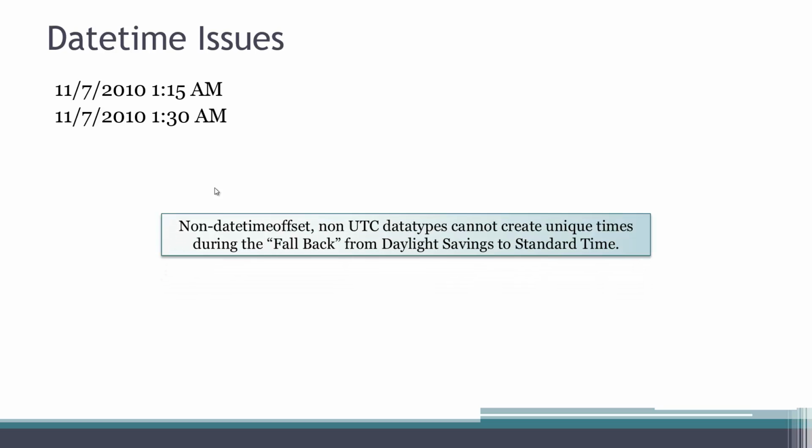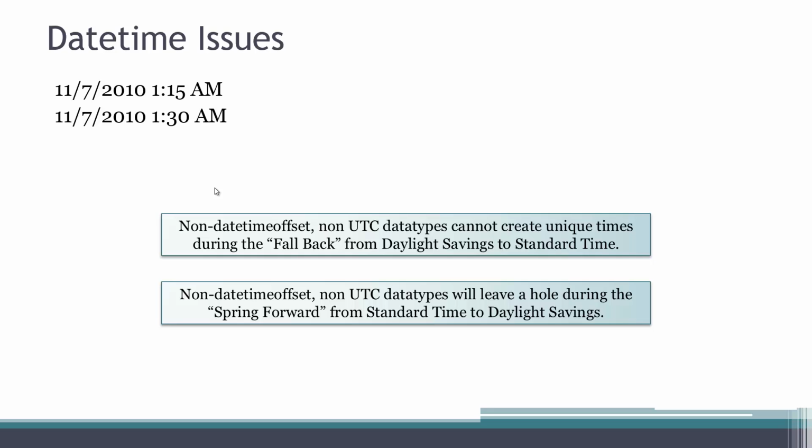So the problem here is that if you're using a non-date time offset, a non-UTC data type, you can't create unique times when you're falling back from daylight savings to standard time. And likewise, those data types will leave a hole during the spring forward when you go from standard time to daylight savings. You may think, oh, that's not a problem. Well, it's not a problem unless you have an application where something is supposed to happen every 15 minutes. All of a sudden, during this spring forward time frame, it looks like it went a whole hour and 15 minutes without executing. It went from 1:45 to 3 a.m.